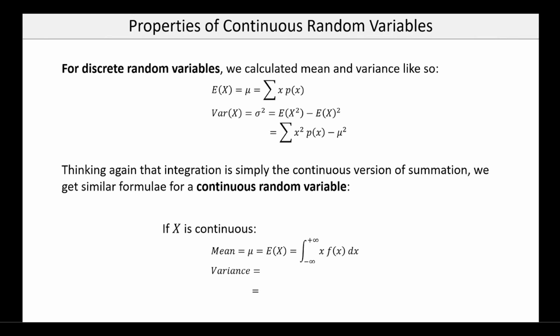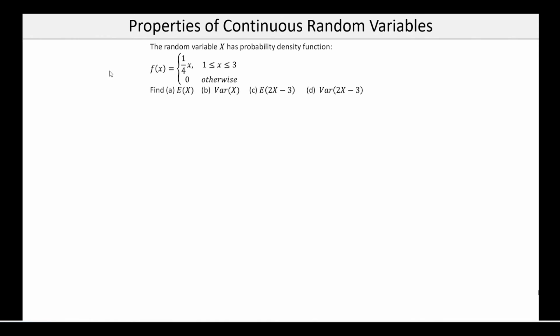To find the variance, I hope you can see and anticipate what's going to happen. We're going to multiply the function by x squared and integrate. That gives us the expectation of x squared. So now we need to subtract the expectation of x squared. Okay, so as we go through some examples, I'm sure you're going to see the running theme all the way through.